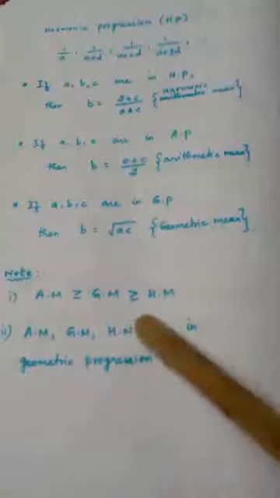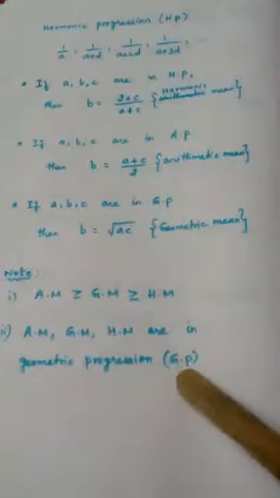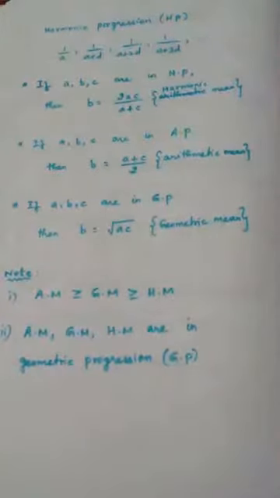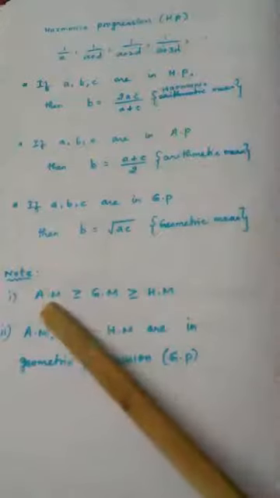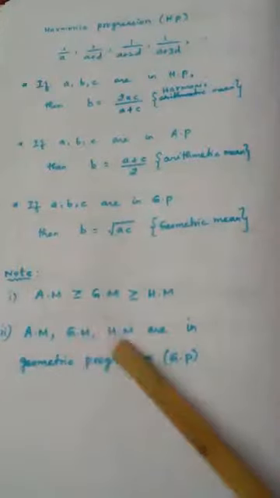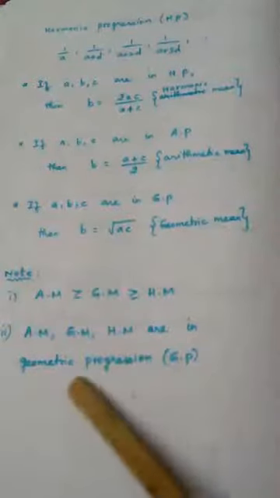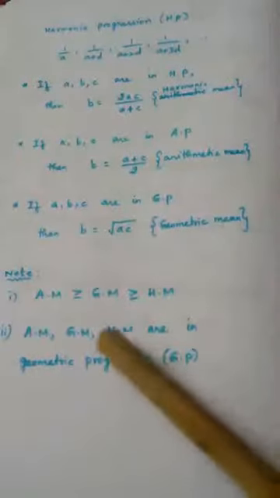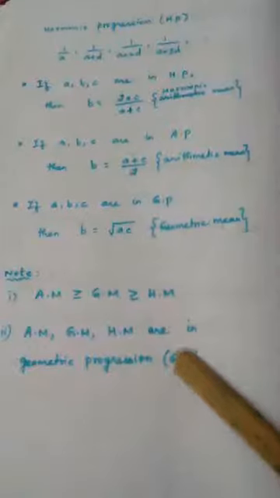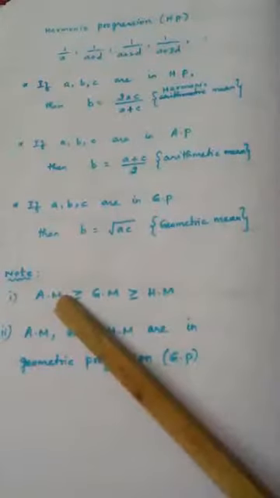They three will always be in GP. This is the result, and we can even check by taking some examples also. AM, GM, HM, all the three will always be in geometric progression. Which will be greater? AM will be greater than all the three.